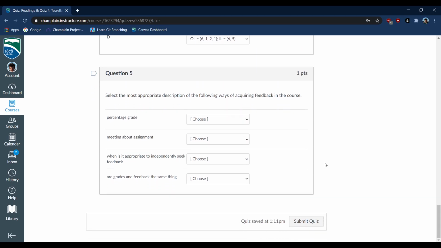Select the most appropriate of the following ways of acquiring feedback in this course. Percentage grade. Meeting about assignment.